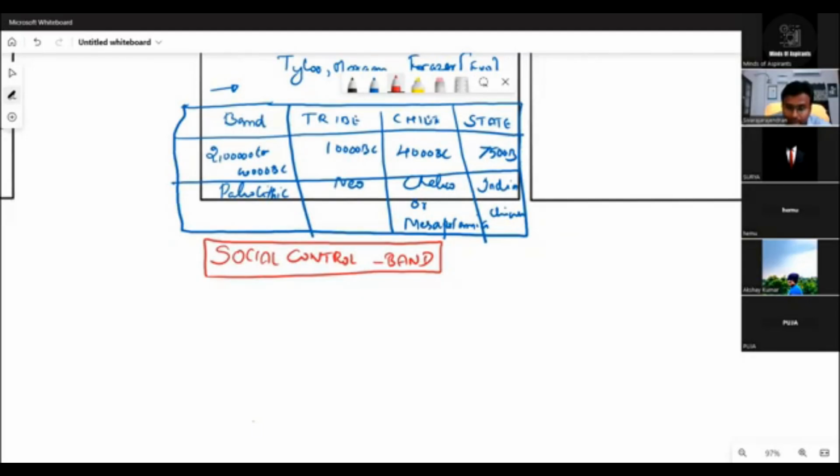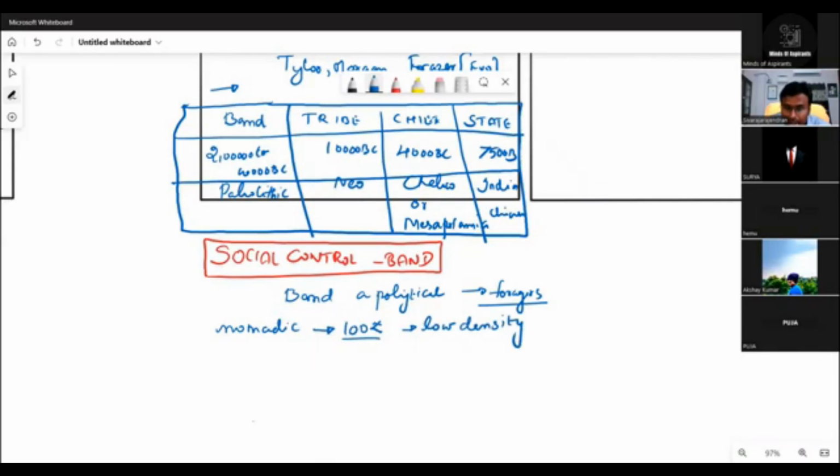What is a band system? Band system is a political organization which is actually concerned with foragers. Foragers are nomadic people where the population is less than 100, with low density, and they are egalitarian, or small. That is the point.